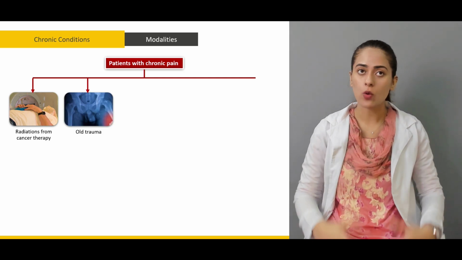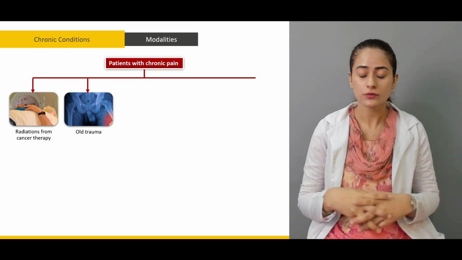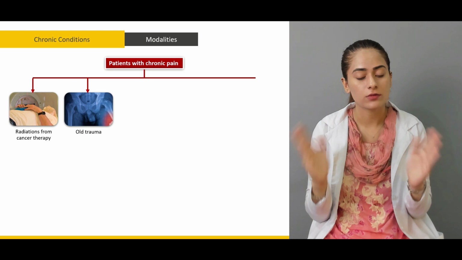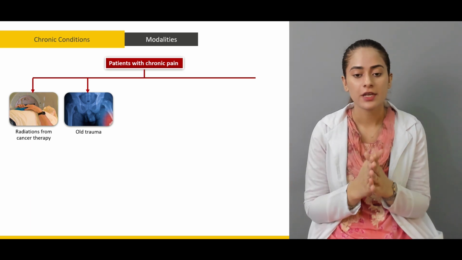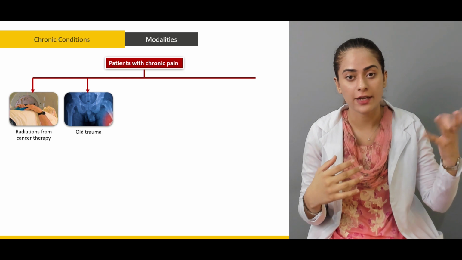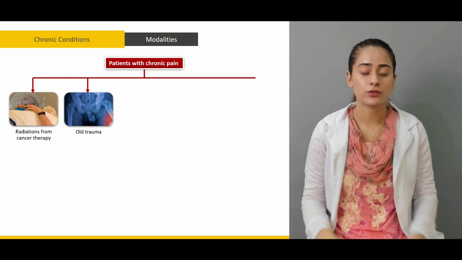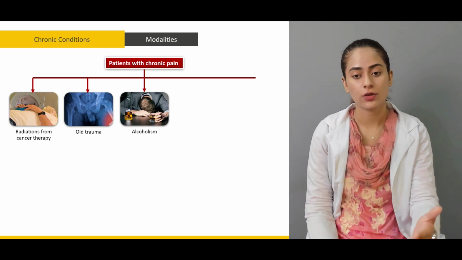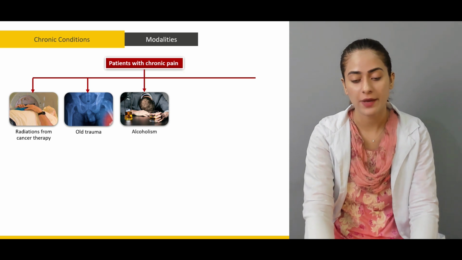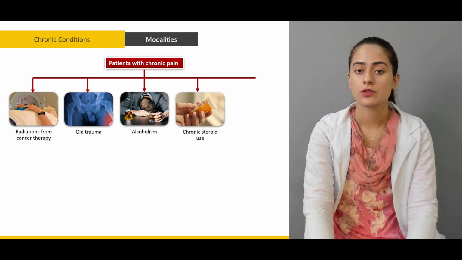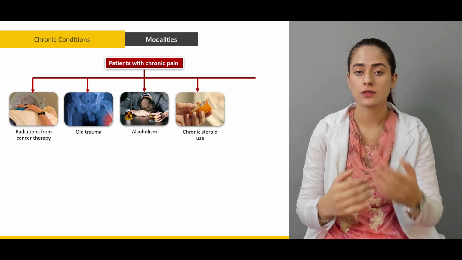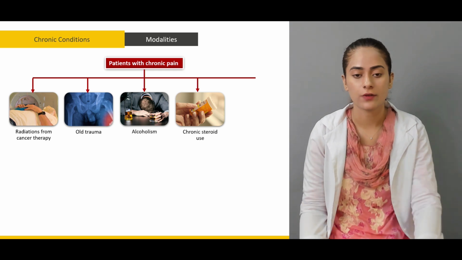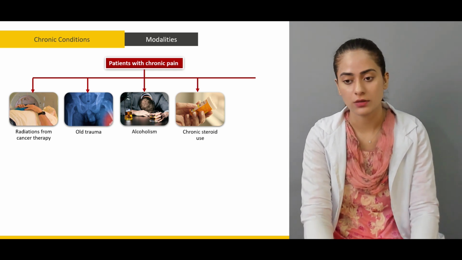And then we have some old trauma that can just become worse. Old trauma can be a stress fracture, or a fracture that actually repaired but is now painful. So that's also chronic pain. Then we have alcoholism, which is also one of the causes of chronic pain. Then we have steroid use. Steroids, when used in the start, actually relieve pain, and then in the end they cause a lot of problems, right? A lot of joint conditions.